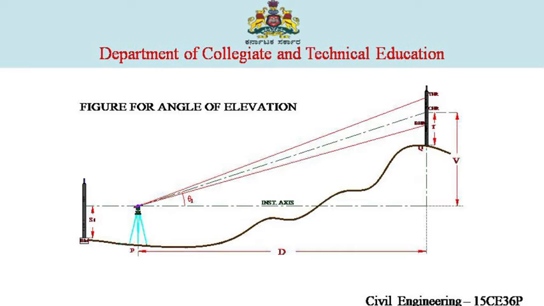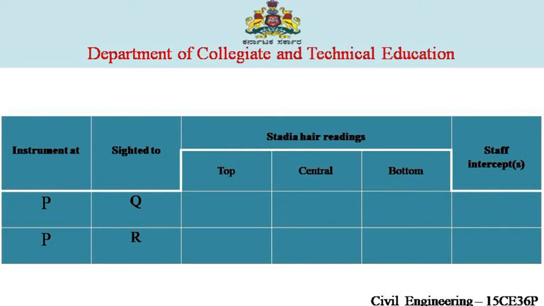So after having a clear vision, we need to read and enter all the readings, like top hair reading, central hair reading and bottom hair reading, in the respective columns of the tabular column to calculate the staff intercept. This is the tabular column we need to use for entering the top hair, central hair and bottom hair readings, and the staff intercept is calculated by top hair reading minus bottom hair reading.